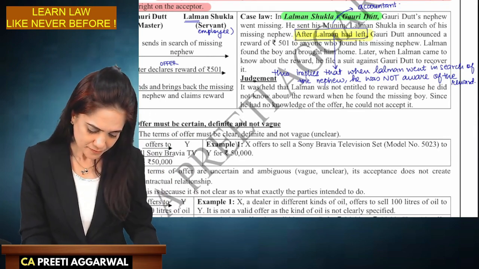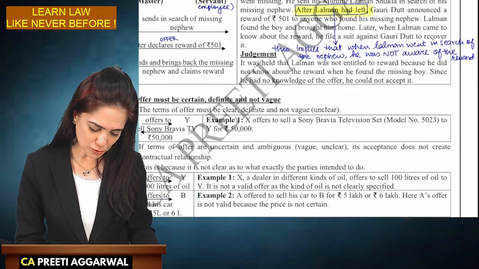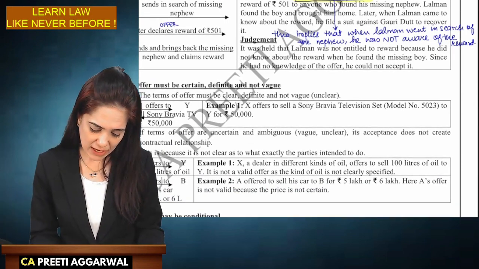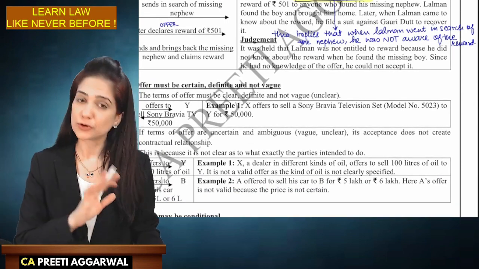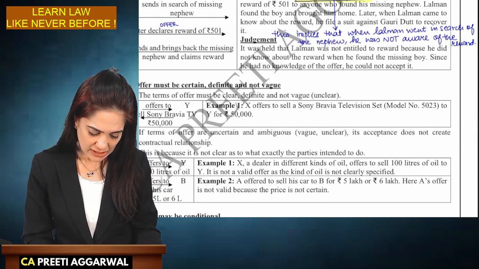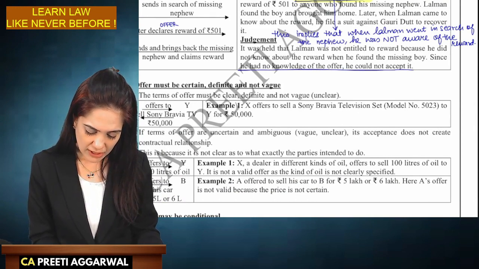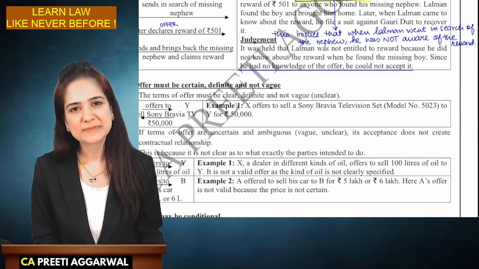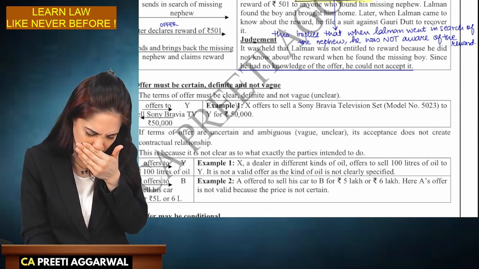All right. Later, when Lalman came to know about it, he filed a suit. It was held that Lalman was not entitled to the reward because he did not know about the reward when he found the missing boy. Since he had no knowledge of the offer, he could not accept it. Okay.